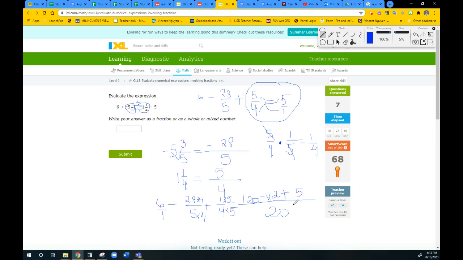Okay, so let's do all of this. We have to do 120 take away 112. Guys, I'm doing all of this by hand because I'm not allowed to use a calculator. So that gives me 8 left. Okay, and then I'm adding 5 to that. That's going to give me 13. And then all of this is over 20. So my final solution is 13 over 20.